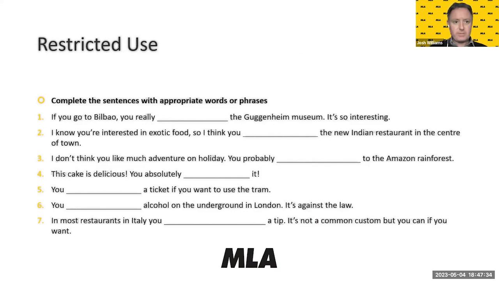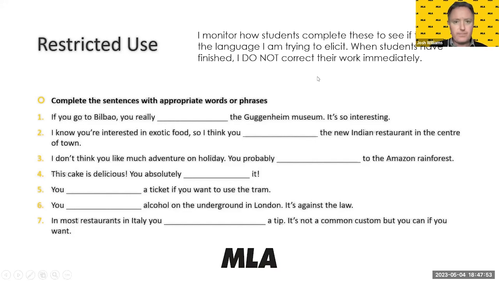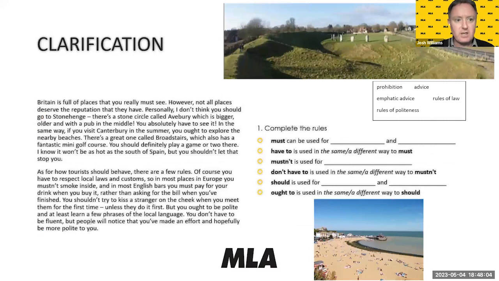So we have some sentences here. Restricted use. For example, if you go to Bilbao, the Guggenheim Museum, it's so interesting. I'm going to skip through these. We're running out of time a little bit, but you can monitor how students complete these to see if they're giving this language. Don't correct it immediately. So then the clarification.